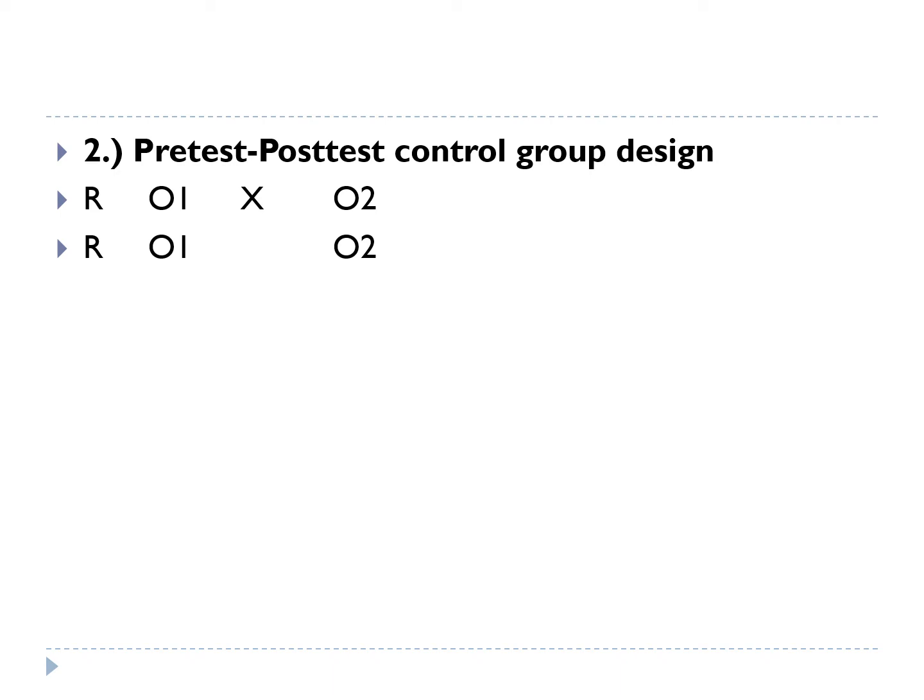And then you test their reading ability again, and that would be the second observation. And you compare the people who underwent the intervention with the control condition that didn't undergo the intervention. And once again, there's that R indicating that the two groups have been randomly assigned.